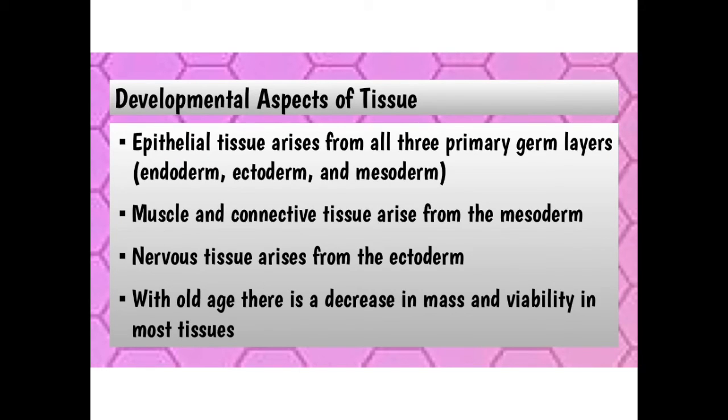Looking at the developmental aspects of tissue, so the epithelial tissues arise from all three primary germ layers. So an embryo has three germ layers: endoderm, ectoderm, and mesoderm. And epithelial tissue comes from all three. Muscle and connective tissue arise from the mesoderm. Nervous tissue comes from the ectoderm. And as we age, in general, there's a decrease in mass and viability in most tissues, which makes sense. If you look at elderly individuals, they have usually lost muscle mass, and have a decreased overall mass in viable tissue.